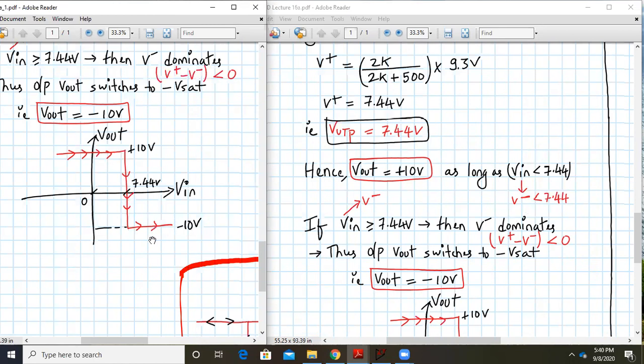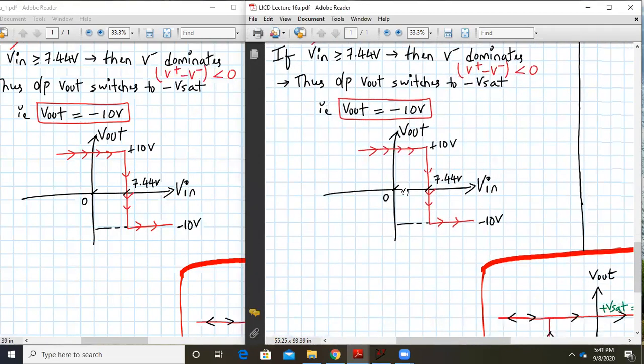Whenever V in is greater than or equal to 7.44, that is, the V minus terminal is at higher potential, your V minus will dominate and the output will switch immediately from plus VSAT to minus VSAT. So if V in is greater than 7.44, output will switch from plus VSAT, that is plus 10, to minus 10 volts. That's what we have drawn over here. So we have found out the value of VUTP.